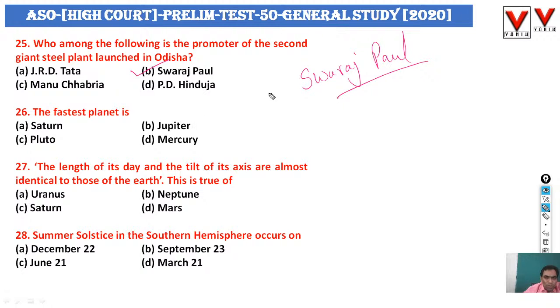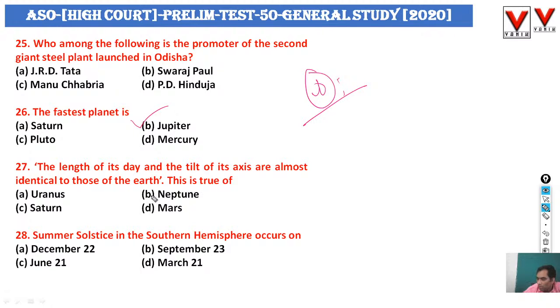The next question, that is 26th, and it is talking about the fastest planet, that is Jupiter. Answer is B. Next question we are going to discuss, that is 27th.